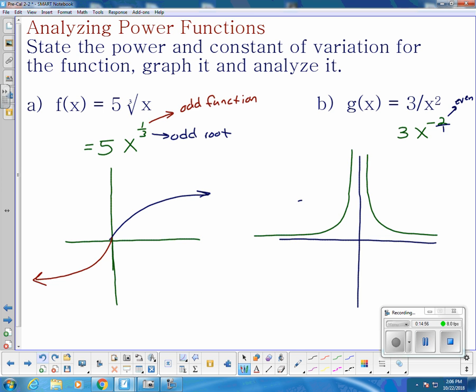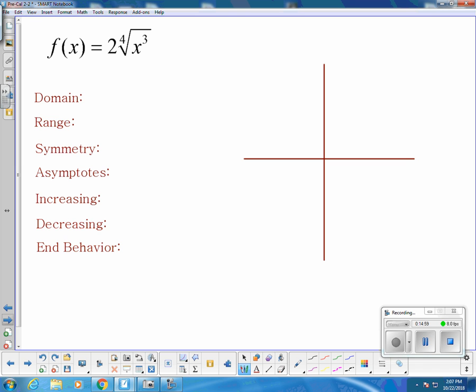Okay? So let's try another one. And we're going to fill all this stuff in now. First thing you have to do is rewrite this so it has a fraction exponent. So our power, what's it going to be? 2x to the what? What's that rational exponent? Think about where the root's got to be. The root's got to be on the bottom. So my fraction here is 3/4. Okay? Everyone understand how I went from radical to...?